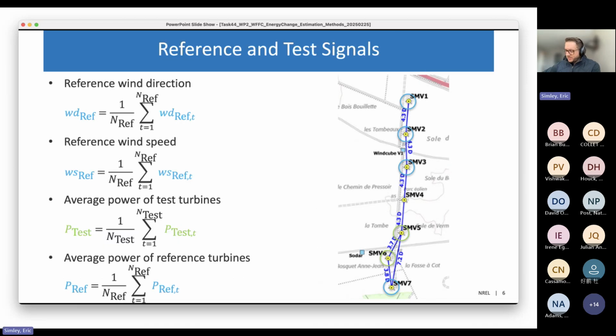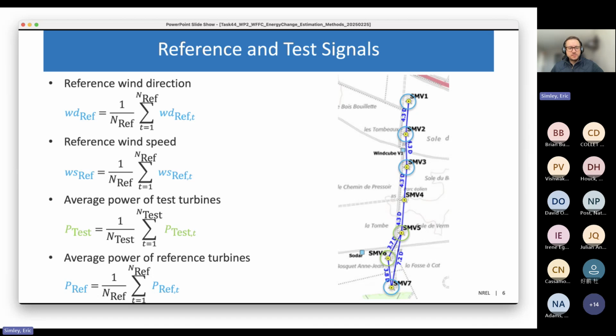For most of the analysis, we focused on these 2 turbines, the upstream and downstream turbine. We called those our test turbines, and then we had 4 other turbines we used as references, which are circled in blue on this map. For the reference turbines, we took the average of their wind directions as the wind direction reference, and the average of their wind speeds as the wind speed reference for binning the data.